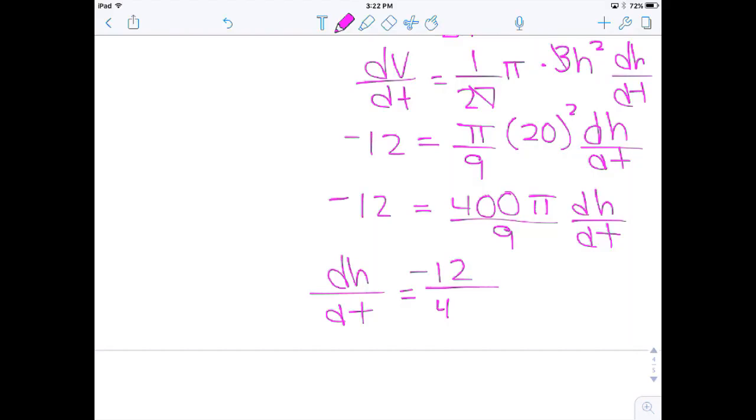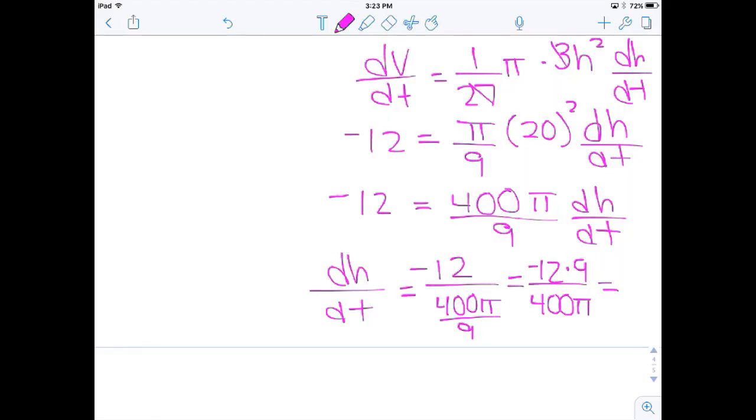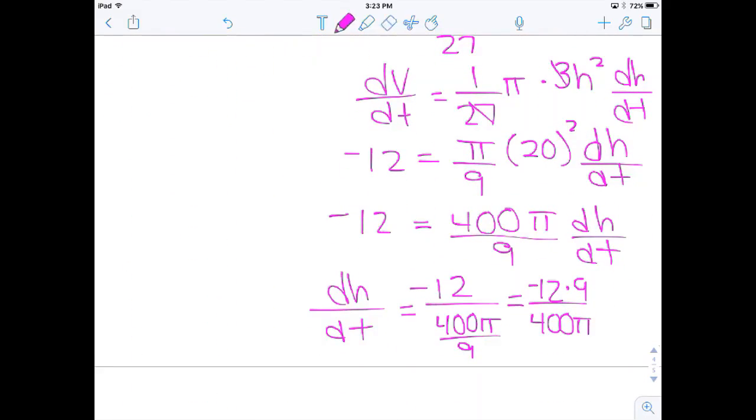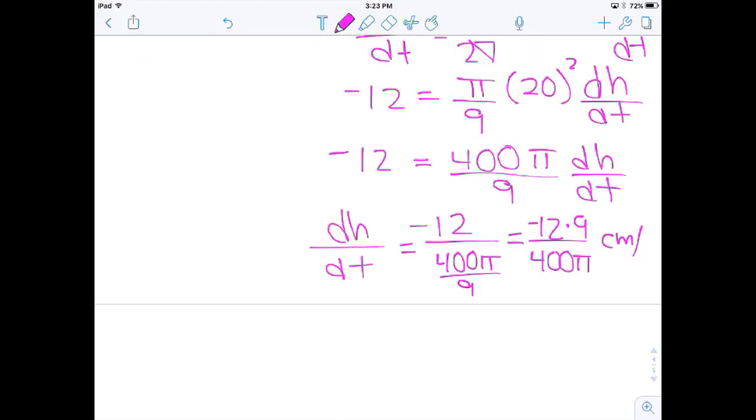Remember, in a multiple choice or free response, you could leave it like that, but you could also say, okay, this would be negative 12 times 9 over 400 pi, and you could keep going from there, but you don't need to do that. The one thing that you should have, though, are units. Because we're talking about the change in height, which is measured in centimeters, your units should be centimeters per second. And I would say don't simplify. Leaving it right here is totally fine.